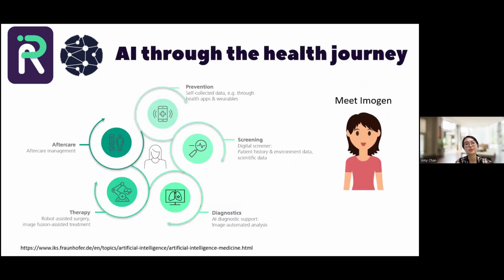So I'm going to take you through each of these steps around some of the examples where AI can be applied to health. I'm going to talk about Imogen as a case example, and I want you to meet Imogen here, and to understand her health journey and how AI may possibly change her journey through health. So we'll start with Imogen in terms of wellness.